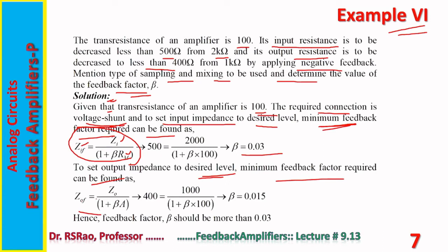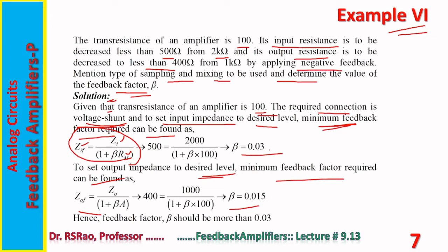To set the output impedance to desired level, minimum feedback factor required can be found from the relation Z0F is equal to Z0 by 1 plus beta A. This is the expression for output impedance when voltage sampling is adopted. Substituting the available values, one can find beta equal to 0.015.